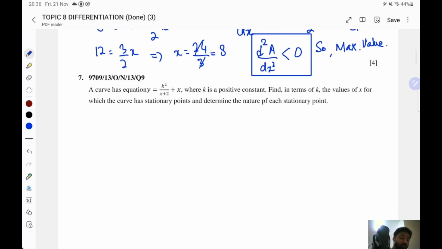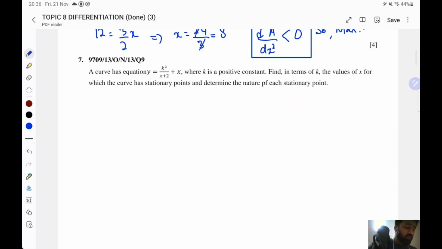Let's move to the next question, which is question 7 from October-November 2018, paper 1-3, question number 9. A curve has equation y equals this. This is the equation for the curve, where k is a positive constant. Yes, the value of k is positive.